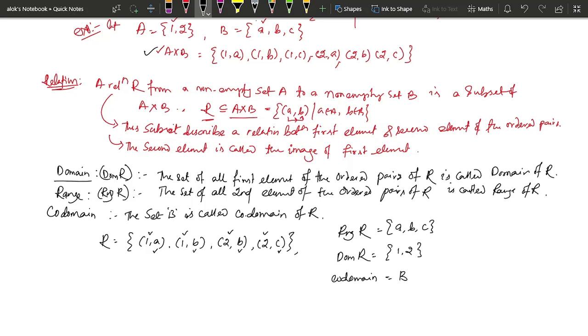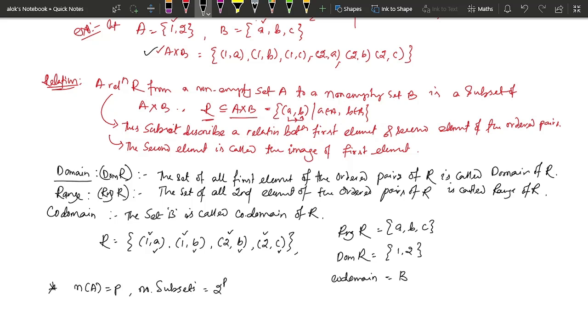So we have a formula about the number of subsets. If a set A has n number of elements, suppose the number of elements of A is n, then the total number of subsets of A will be 2 to the power n.